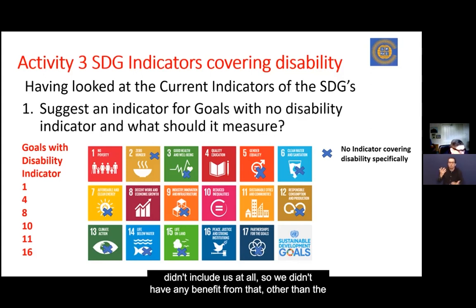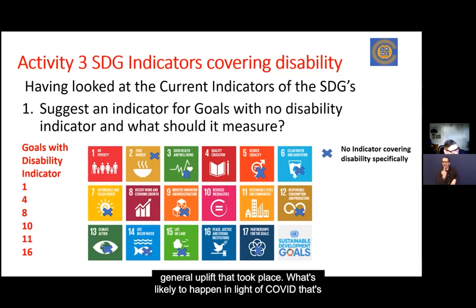They didn't include us at all, so we didn't have any benefits from that other than the general uplift that took place. So what I think is likely to happen in light of COVID, which has rolled things backwards, and the lack of investment, which is also causing broadening of the gaps between richer and poorer are getting greater. We will probably have the countries of the world saying, well, let's roll them over and not do it in 9 years, but let's do it in 19 years to 2040. I'm only guessing, but I think that's what will probably happen.